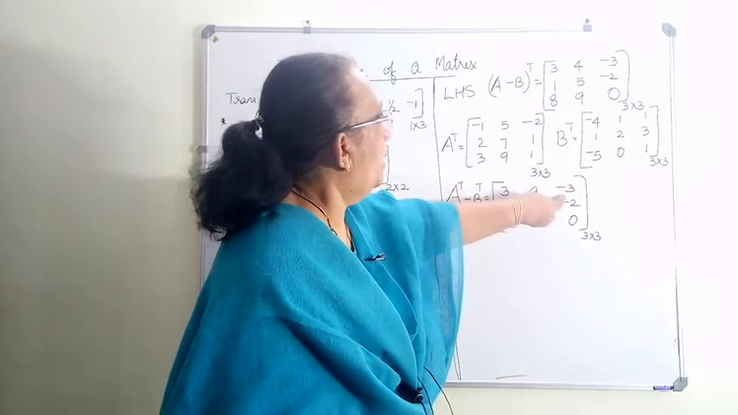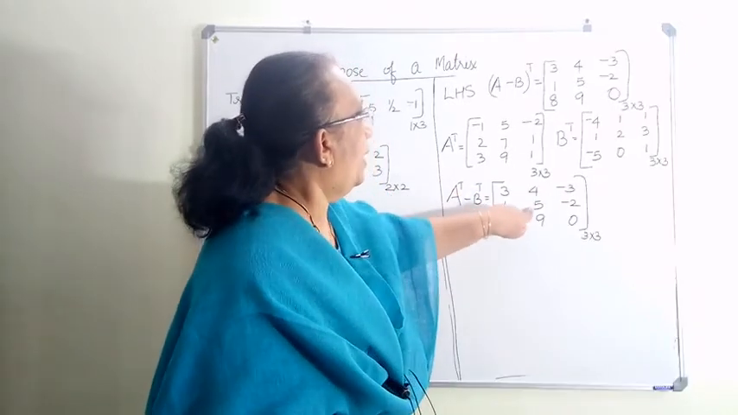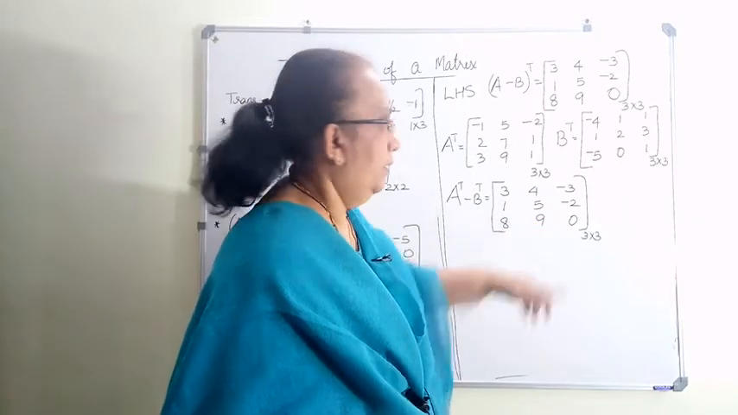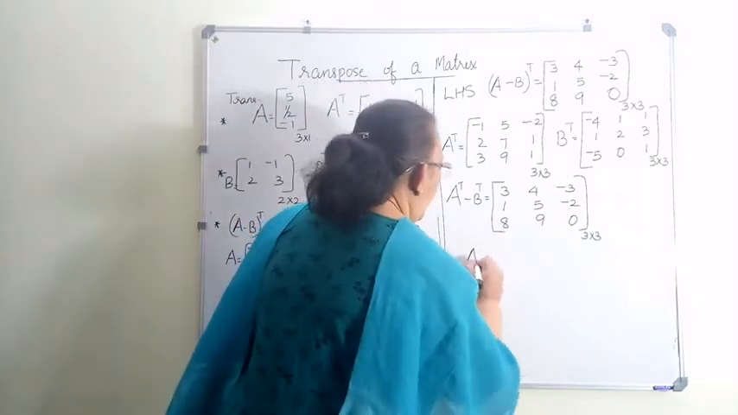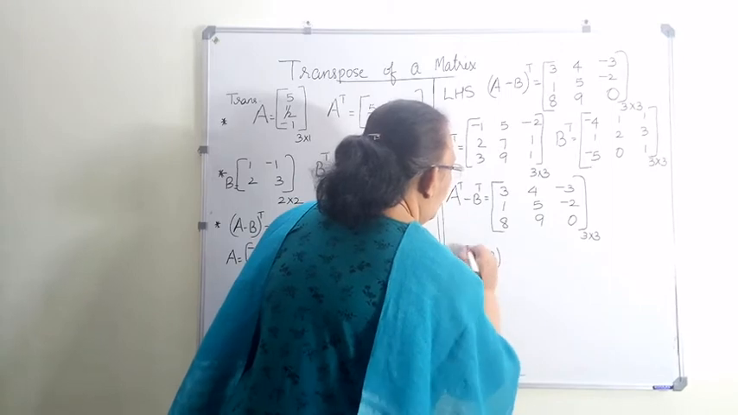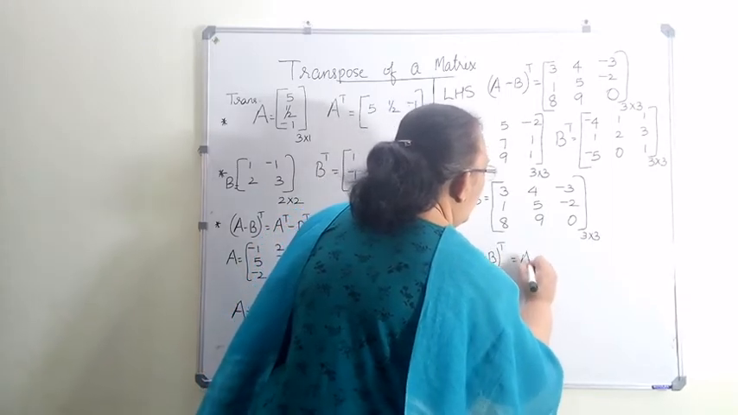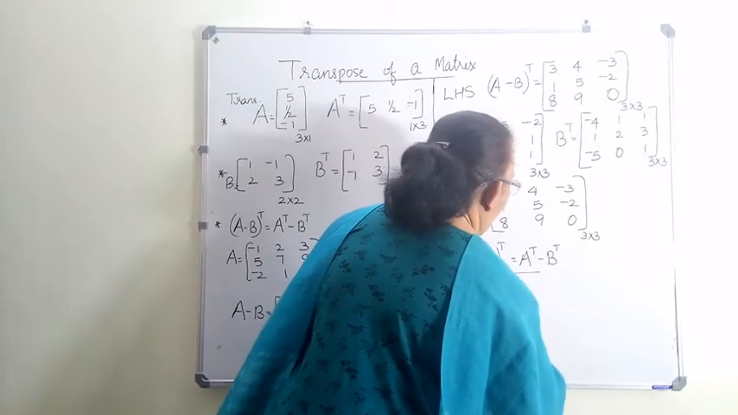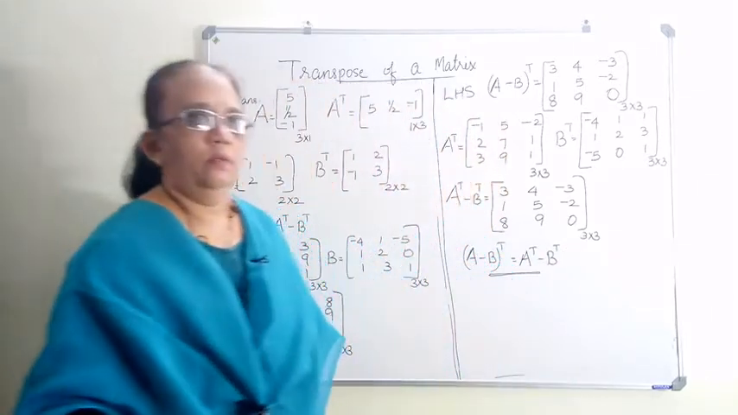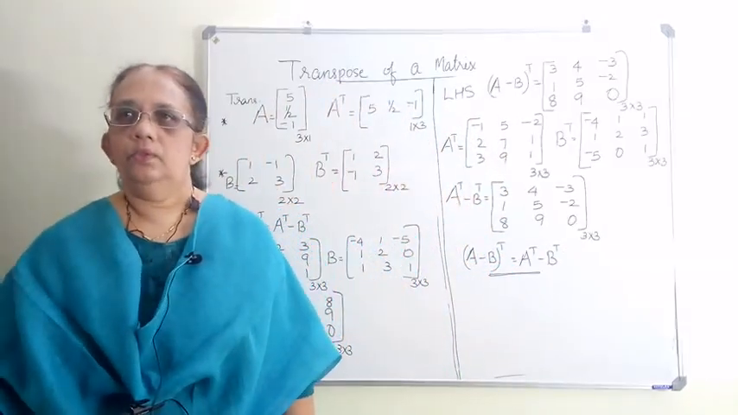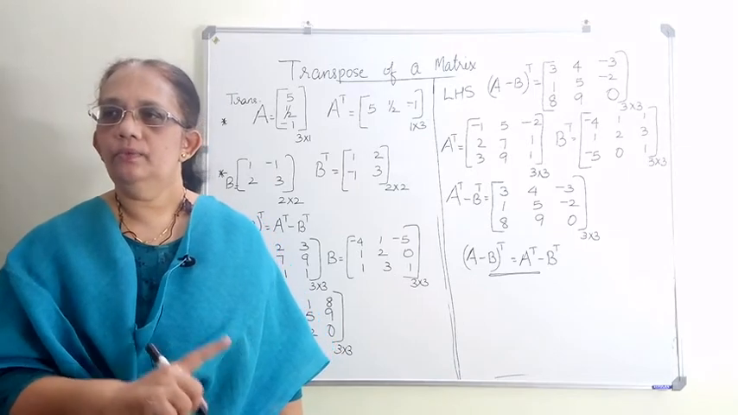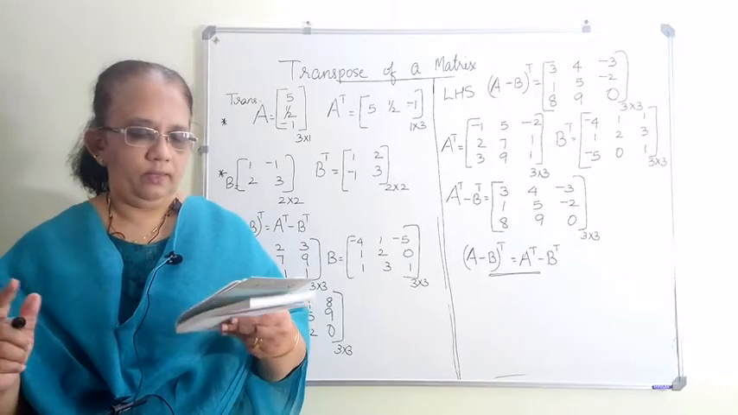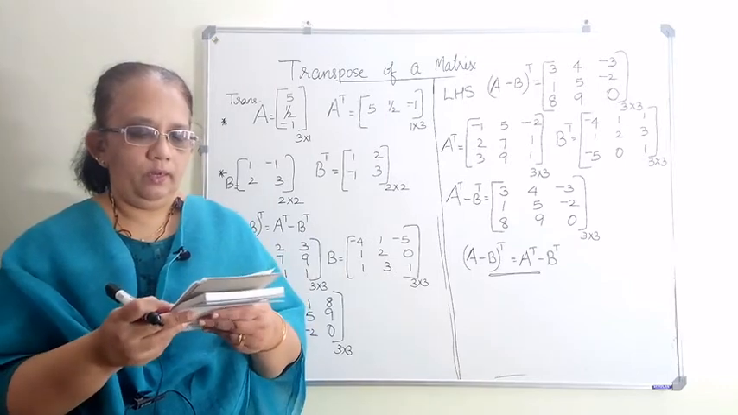3, 4, minus 3, 1, 5, minus 2, 8, 9, 0. Clear? So, we have found out A minus B the whole transpose is equal to A transpose minus B transpose. So, the property is very well clear to you. You will take another example and then do it. Okay, now, next one.